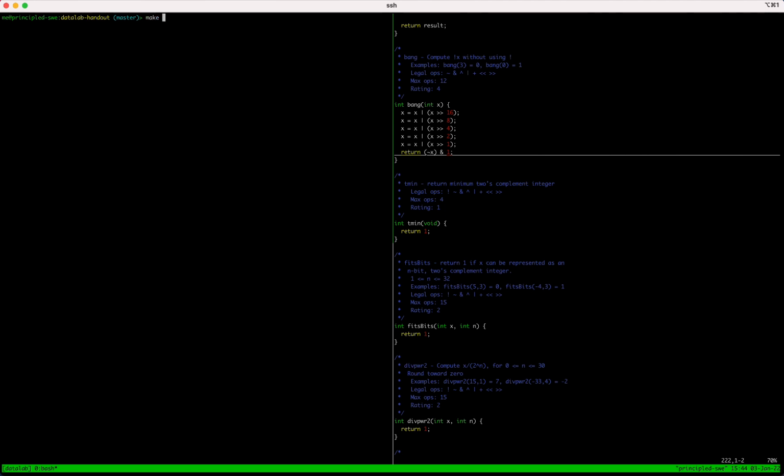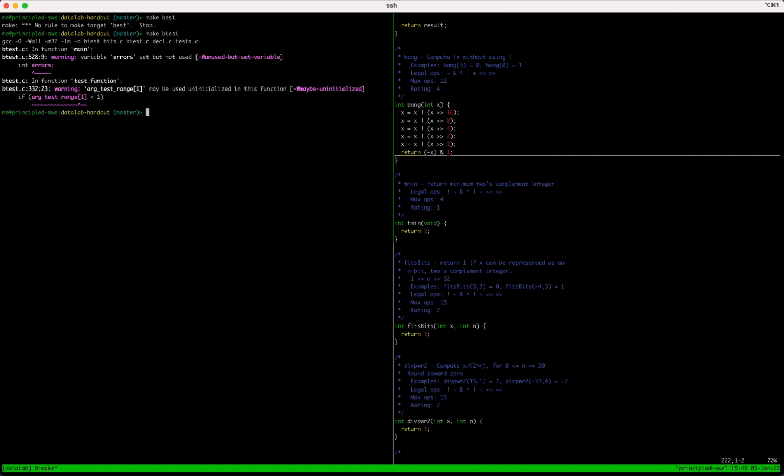So we do make bit test, and then we do bit test, bang. So yeah, it passed all the test cases here. In terms of number of operations, as we mentioned before, in each iteration we have 2 operators, and then we have 5 iterations. Then in total it will be 10, and then plus these last 2 operations. Overall, we have exactly 12 operations, which is the maximum allowed number of operations here.